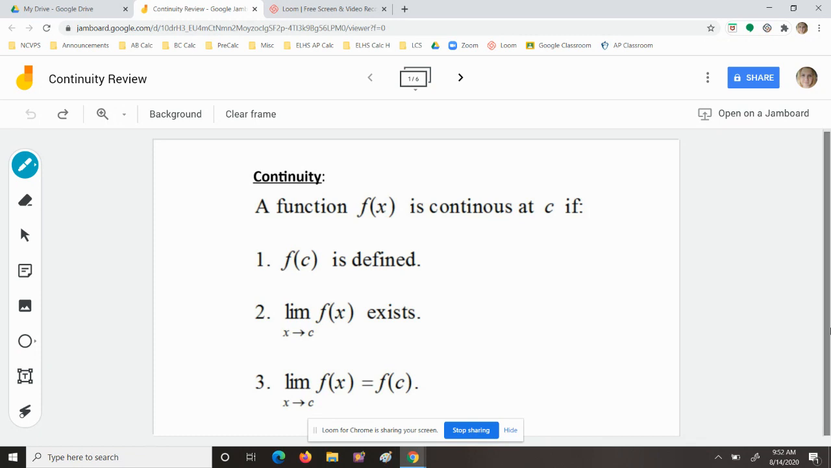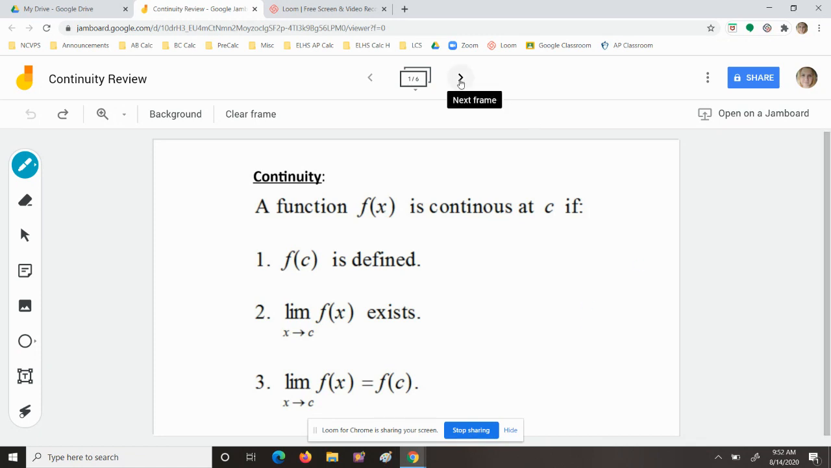so the limit must be the same from left and right. And then finally, those 2 things have to be equal to each other. So the limit as x approaches c of f of x has to equal f of c. If those 3 things are true, then the function is continuous at that point.